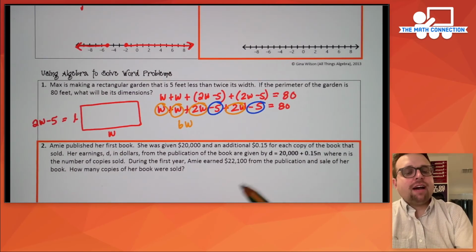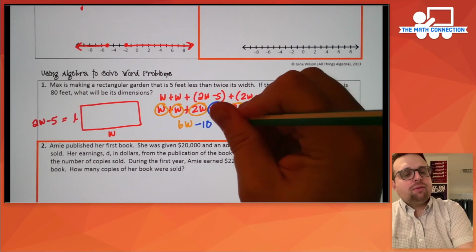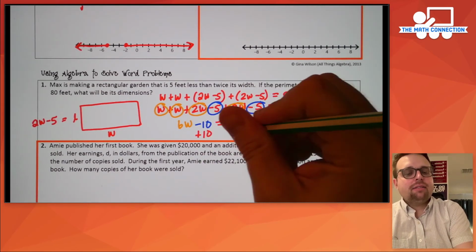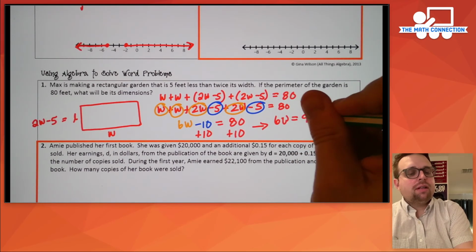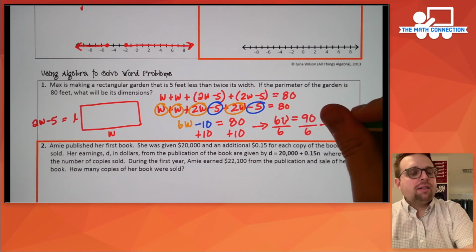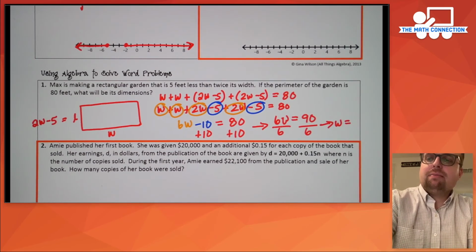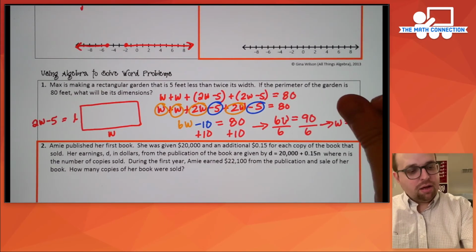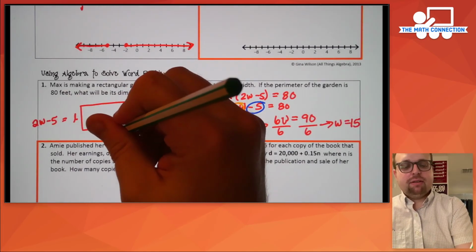If you combine minus 5 and minus 5, you get minus 10. And that's equal to 80. Now we can solve this and find the width. So we're going to add 10 to both sides. 6w equals 90. And then we just need to divide both sides by 6 to find out what w is. 90 divided by 6 is 15, if I'm not mistaken. Yep, 15. Okay. So now we know that the width is 15, okay?